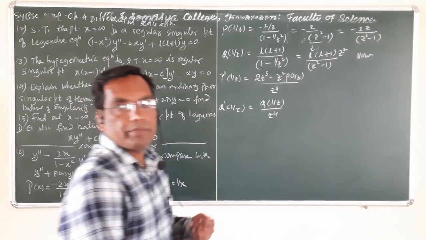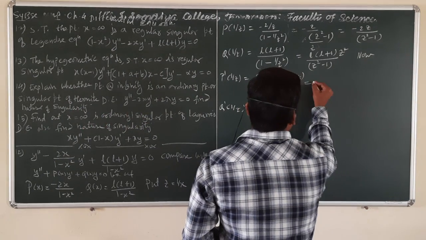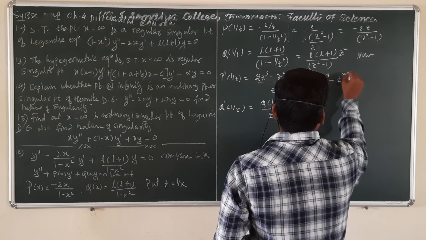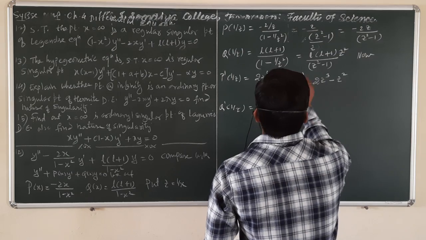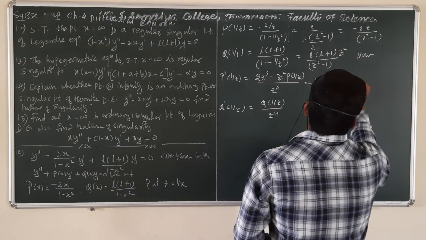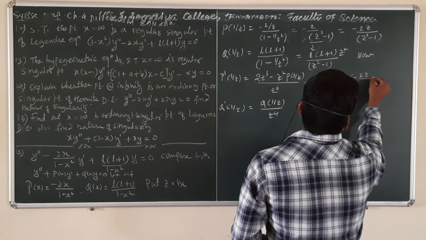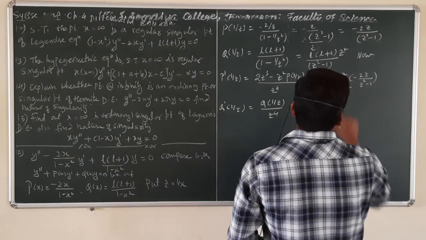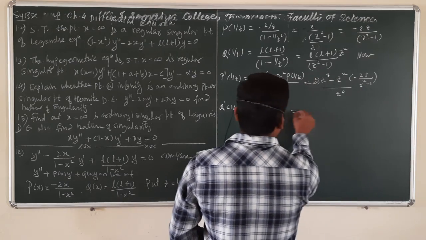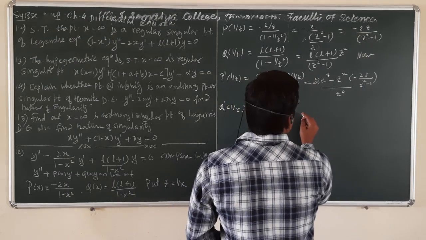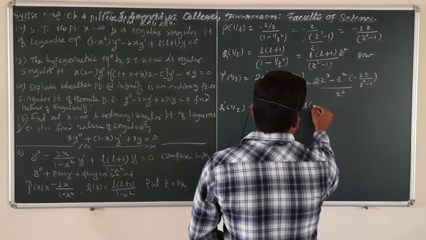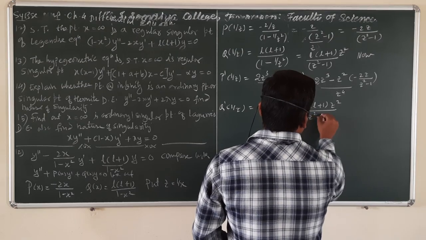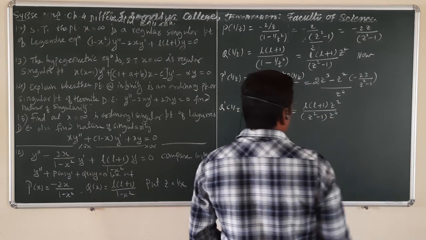So first of all, p dash. Now this is equal to (2z cubed minus z squared) into p of 1 upon z. And p of 1 upon z is what? Minus 2z upon (z squared minus 1), divided by z raised to 4. Okay, and here q dash of 1 upon z, q of 1 upon z is l into (l plus 1) z squared divided by (z squared minus 1) z raised to 4.